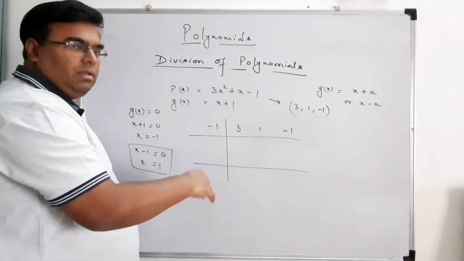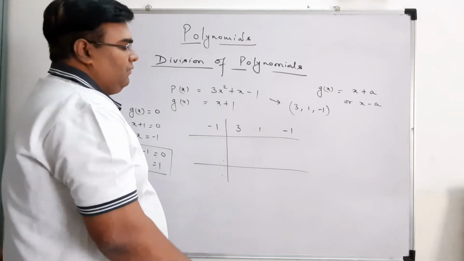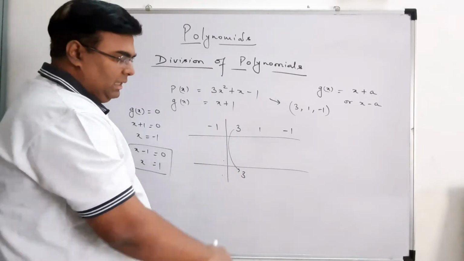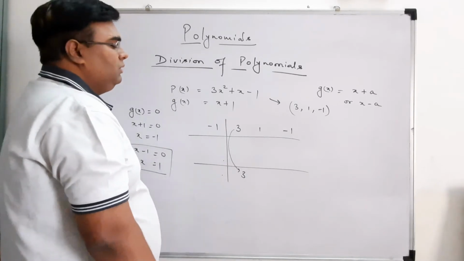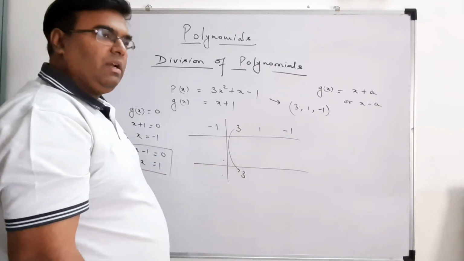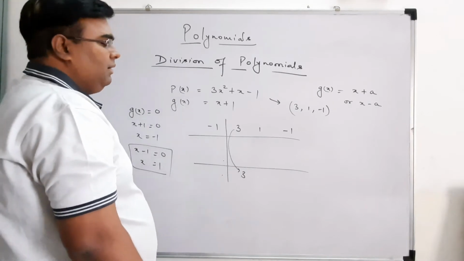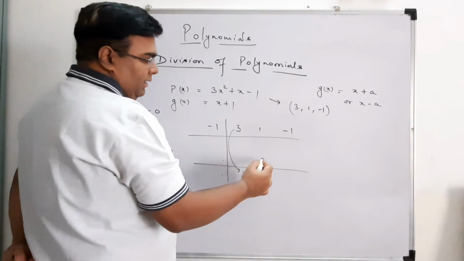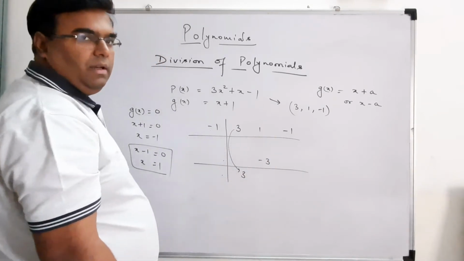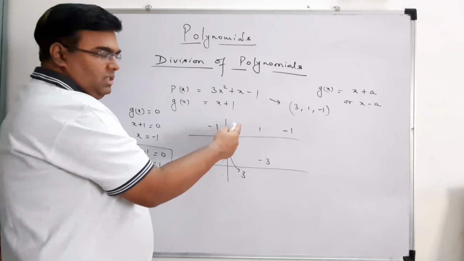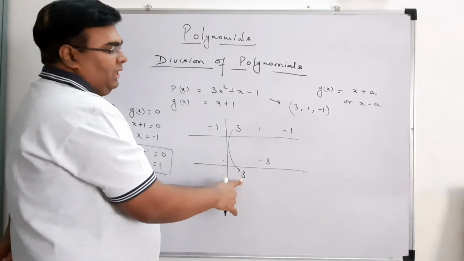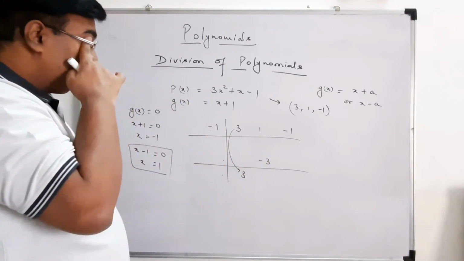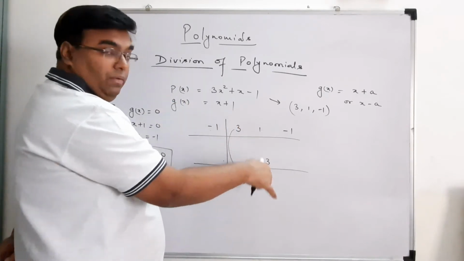Now let us learn the synthetic method. My answer will be in the third row, right? So the first coefficient will come as it is. And then we will multiply this 3 and minus 1 and write in the second row minus 3. Understand this. First coefficient as it is, then multiply 3 by minus 1, write it under the second coefficient, and now add these two coefficients.